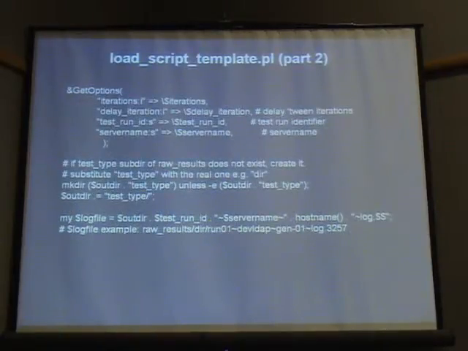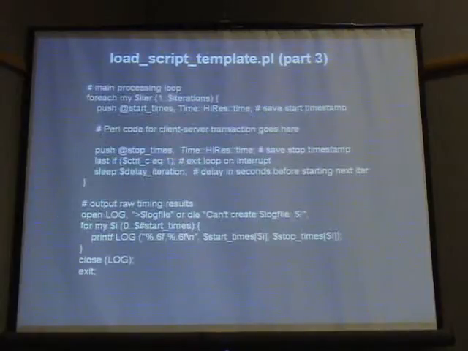Here we're getting the options. And again, down here we set up the actual output directory for raw results. And notice I have under test type, and here you'd substitute the actual test type in this command. And then here again, setting up the name of the raw results log file for just this instance. And you'll see this $, the process ID makes that neat.